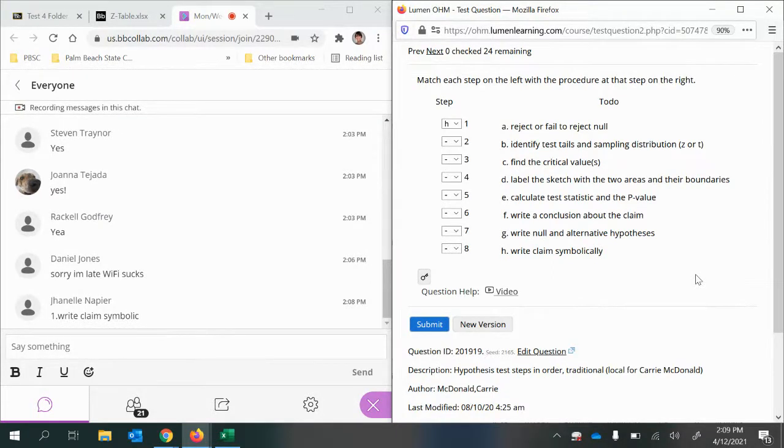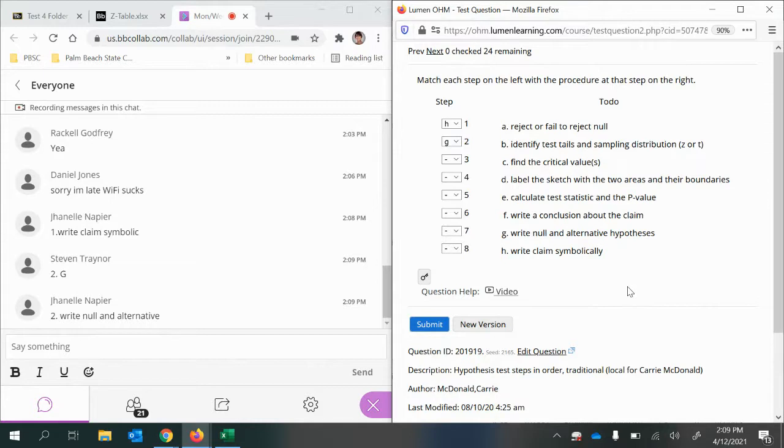What would be number 2? Write null and alternative hypotheses. Yes. You guys are doing great so far. Okay, so we first identify the claim, write it in symbols, and then break that up into the null and alternative hypothesis statements.